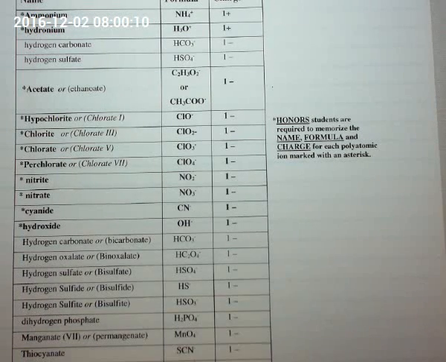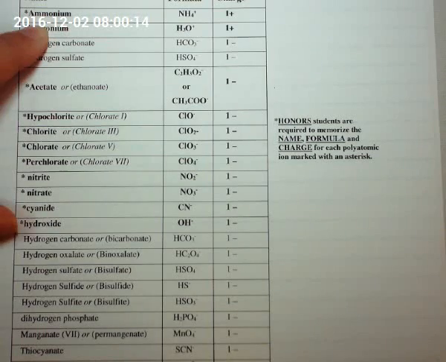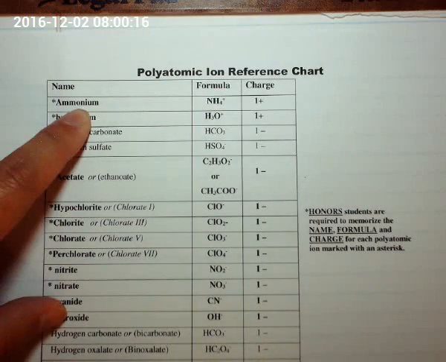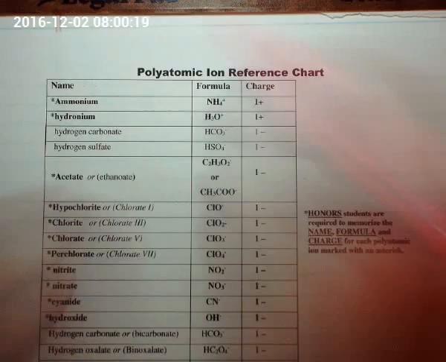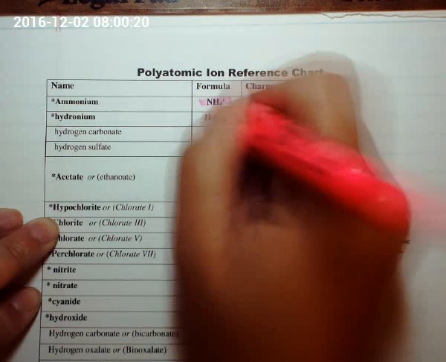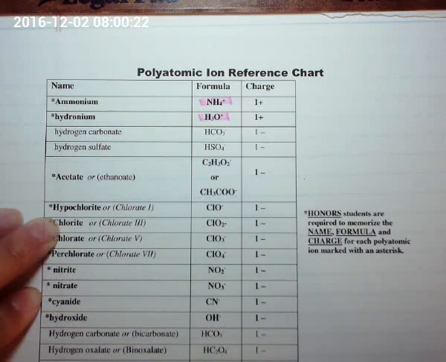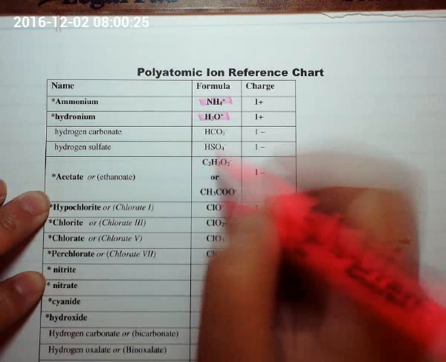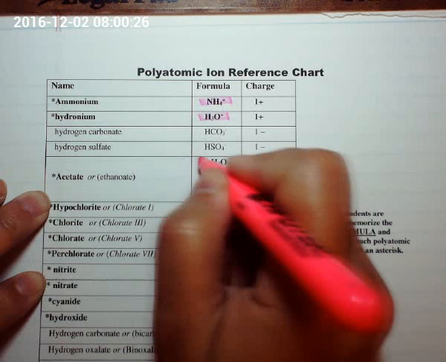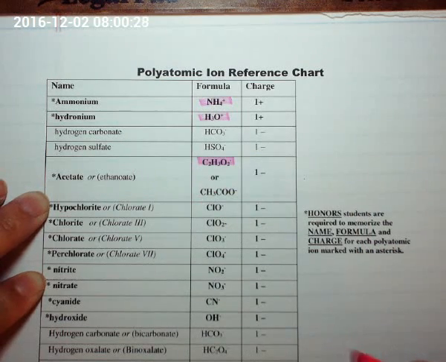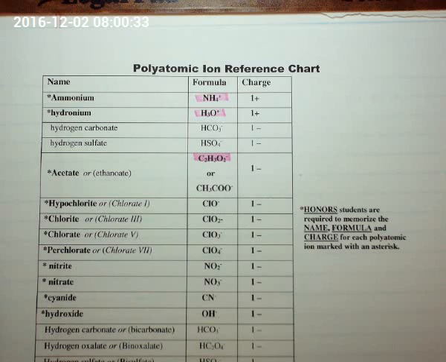What I need you to be able to do is, if I tell you on a piece of paper, tell me what the formula for ammonium is, you need to be able to produce this formula. So ammonium, hydronium, acetate, and acetate I would prefer for you to learn it this way. Maybe you should take out a highlighter and highlight what I'm highlighting on my reference chart.